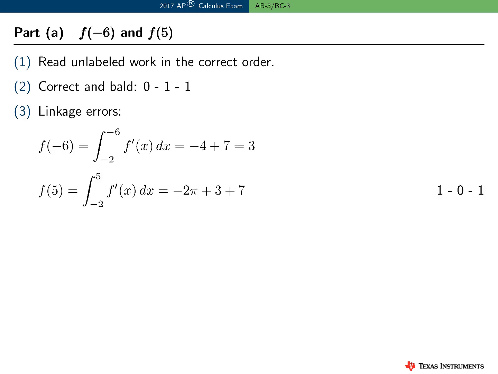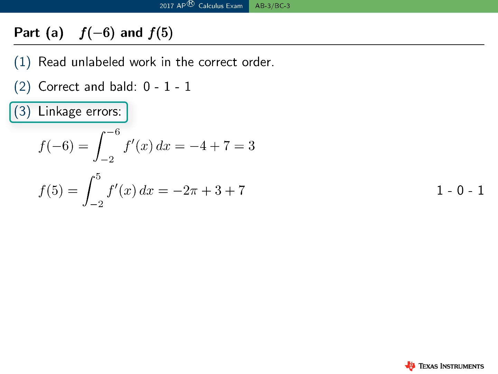Here are just a few more general comments concerning the f of minus 6 and f of 5 points in part A. If the student presented unlabeled answers, we'll read those but in the correct order. That means the first numerical answer is understood to be f of minus 6 and the second f of 5. Correct numerical answers for f of minus 6 and f of 5 without any supporting work, that is bald answers, would receive 2 points, 0, 1, 1. The student would not receive the initial condition point.